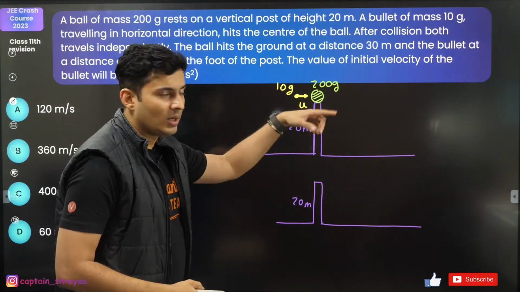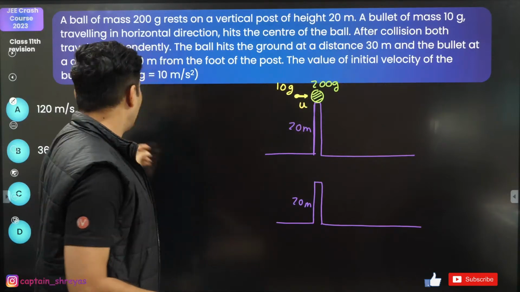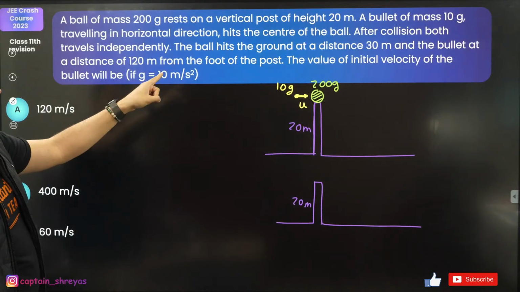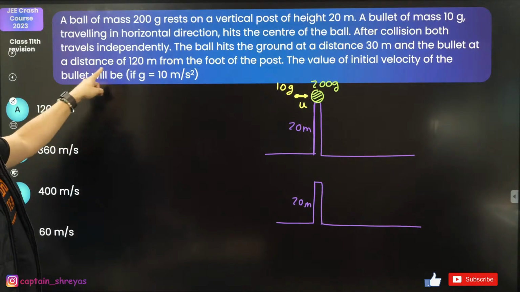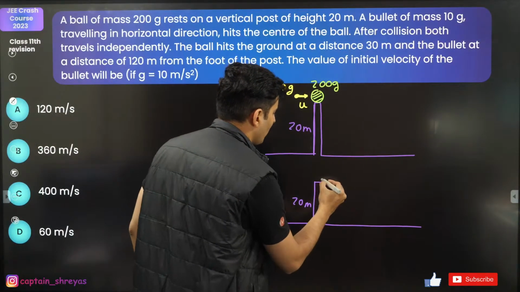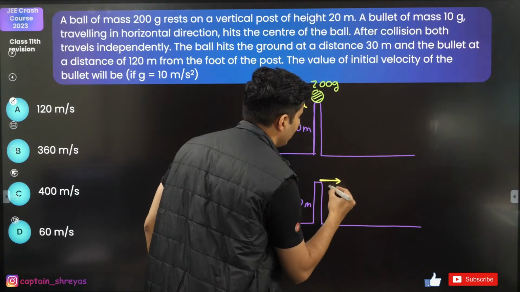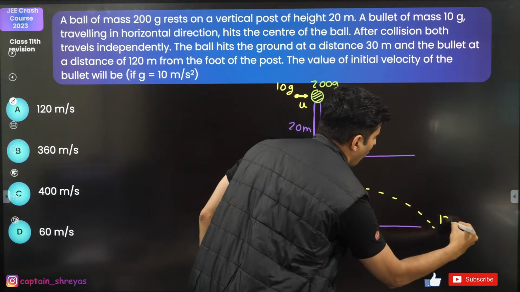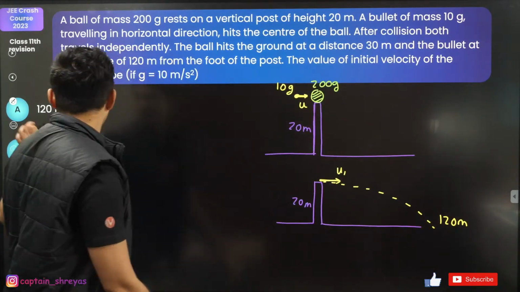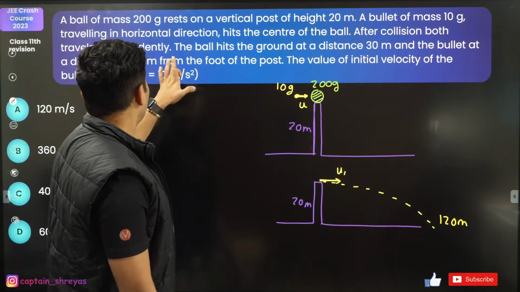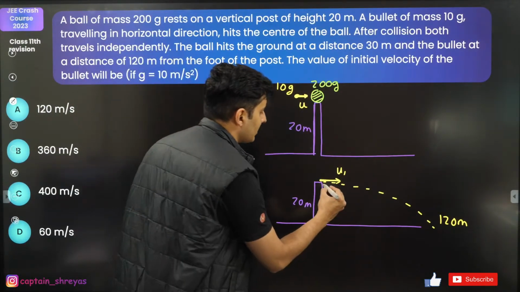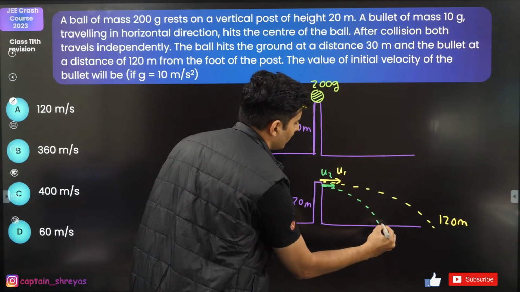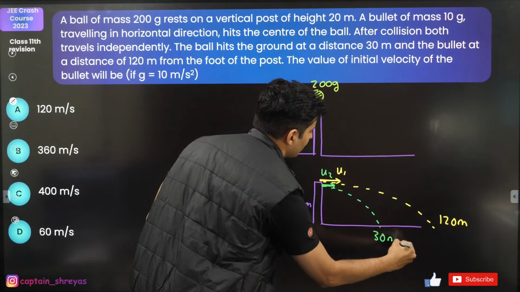Obviously, this mass will acquire some speed. This bullet will also acquire some speed. The bullet hits the ground at a distance of 120 meters. So the bullet will acquire a good speed, let's say u1, and it hits the ground at 120 meters. The ball hits the ground at 30 meters. It acquires a different speed, let's say u2, and it hits the ground over here at 30 meters.